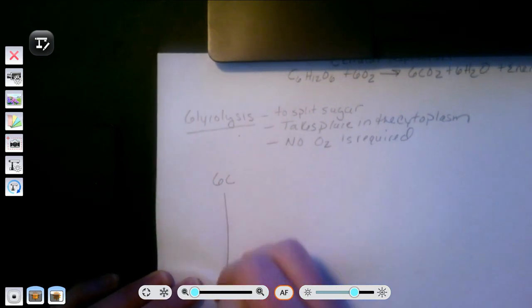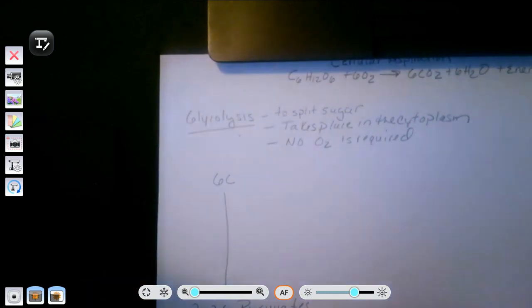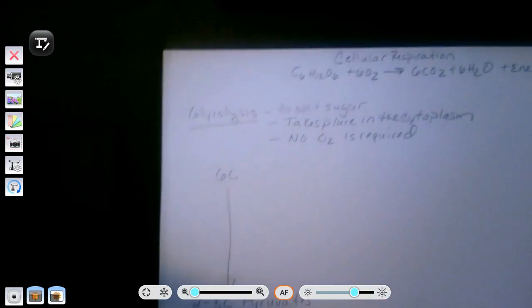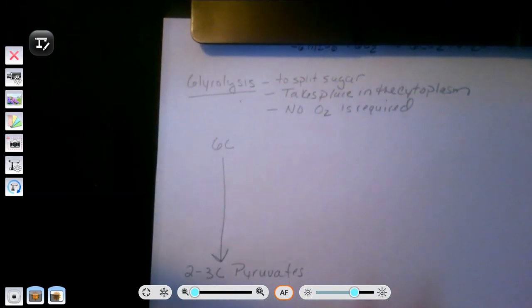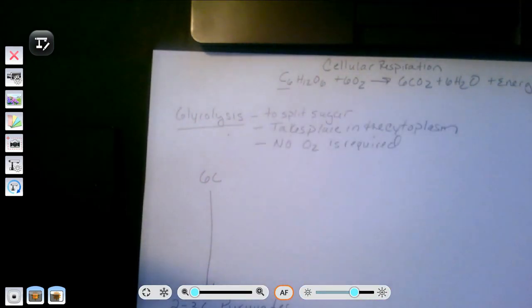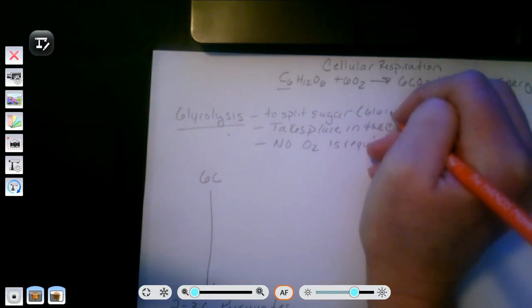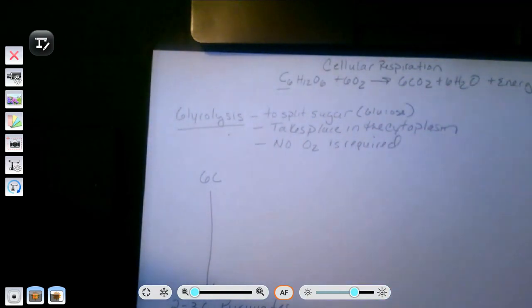So I'm going to draw a 6 carbon to 2 3-carbon pyruvates. Remember, in our equation, this is glucose. It's a 6 carbon. So it basically cuts it in half.